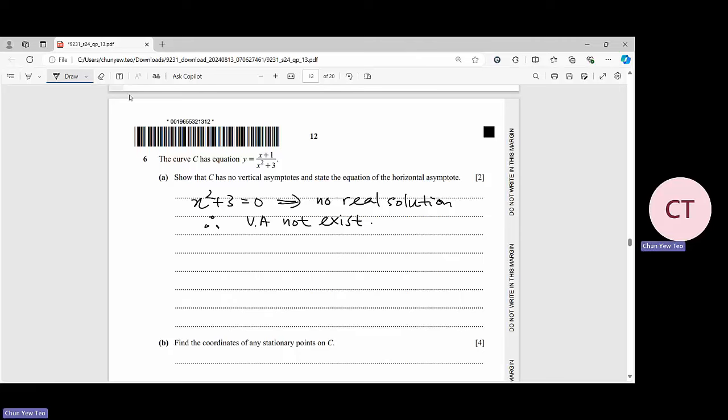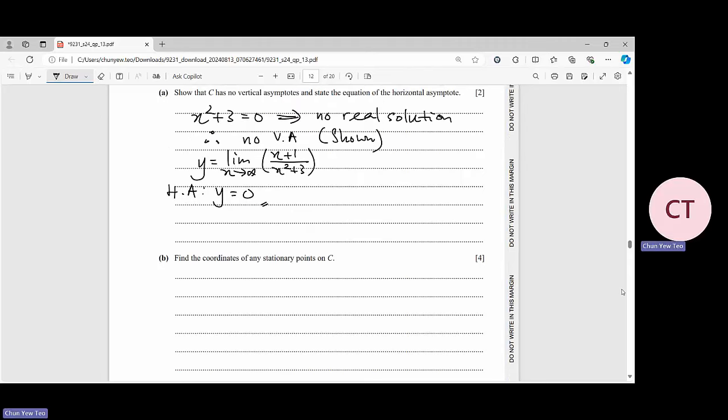So therefore, no vertical asymptote. I think we better say no VA. Therefore, no VA, shown. And to find the HA, the horizontal asymptote, just need to let y equal to the limit of x approaching infinity for the whole expression here. So you can see that at the end you will get 0. That will be your HA. That is the answer for 6A, done.